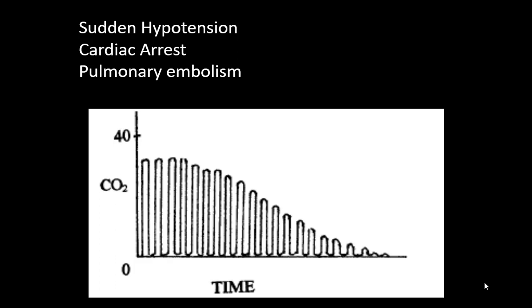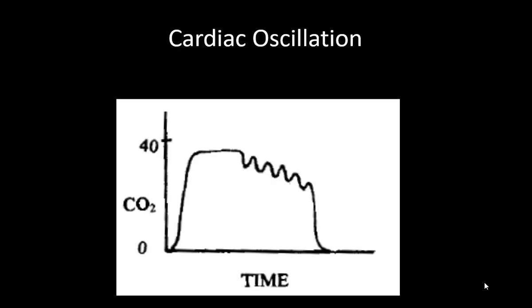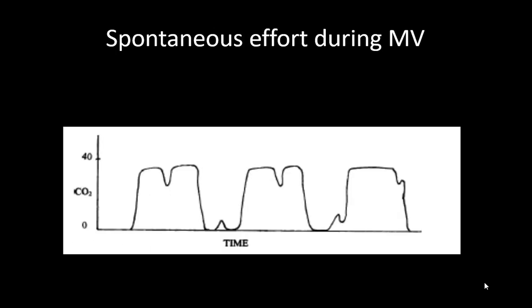If there is a sudden drop in EtCO2, then think of cardiac arrest, pulmonary embolism or sudden hypotension. These are the cardiac pulsations, and this is spontaneous breathing support during mechanical ventilation.